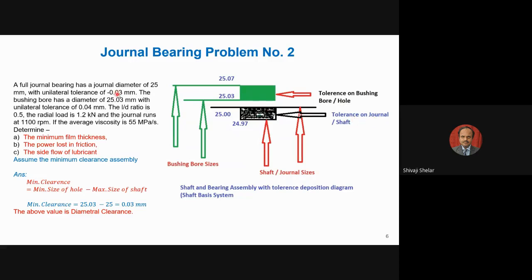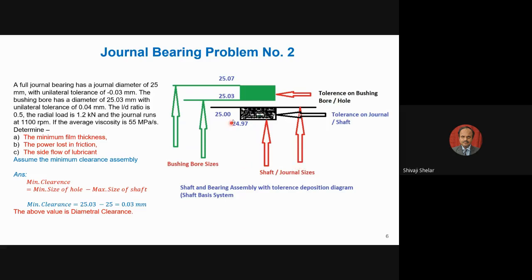So what is the tolerance given? That is 0.03 mm, but it is in the negative direction. So minus 0.03 mm. So this is a tolerance disposition diagram of your shaft. The shaft diameter is proceeding downward here. This is the minimum size of the shaft permitted, and this is the maximum size of the shaft permitted in the assembly here.